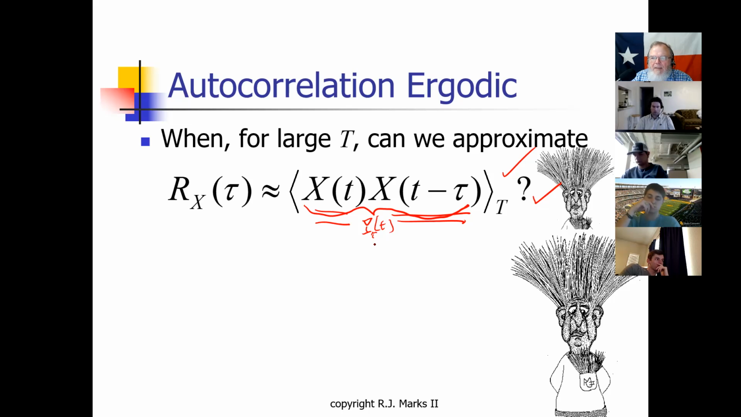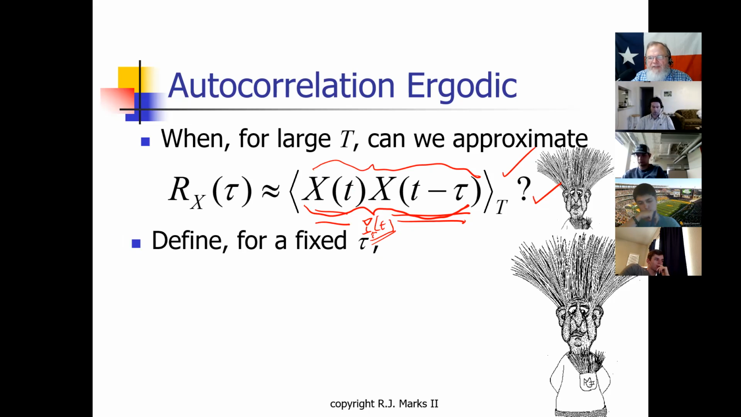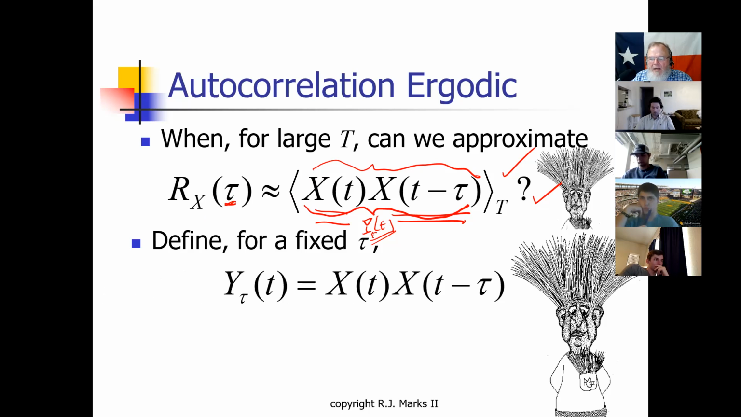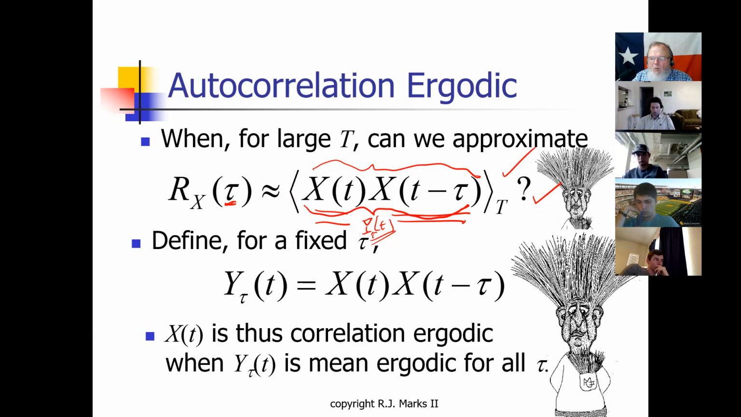So we've done the work already. It's just interpreting this new thing as a new stochastic process, which we're going to call y of t. And then we're going to ask ourselves, is y of t mean ergodic? If that is true, then the stochastic process is autocorrelation ergodic. Okay, so we define for fixed tau. We're only evaluating this autocorrelation for a single value of tau. If we do this, we get y sub tau of t, that's our new stochastic process, and x of t is correlation ergodic when y sub tau of t is mean ergodic for all tau. So this is all well and good. So we can apply what we did before to figure out if this autocorrelation ergodicity applies to the stochastic process.